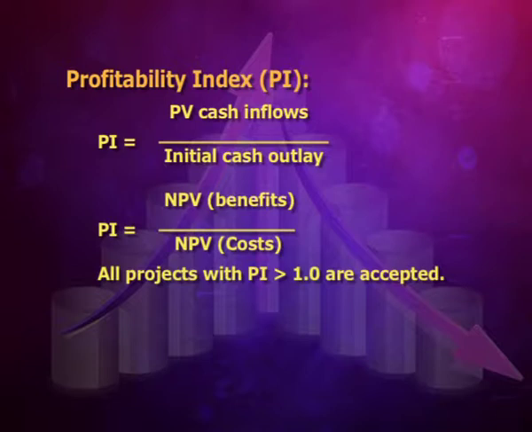PI is equal to NPV of benefits upon NPV of cost. All projects with PI greater than 1 are acceptable. This method gives a solution to the problem posed by NPV being an absolute measure. It is not possible to evaluate the projects requiring different initial investments using NPV. Profitability Index satisfies almost all the requirements of a sound investment criteria.